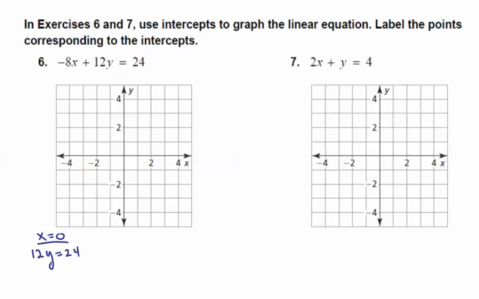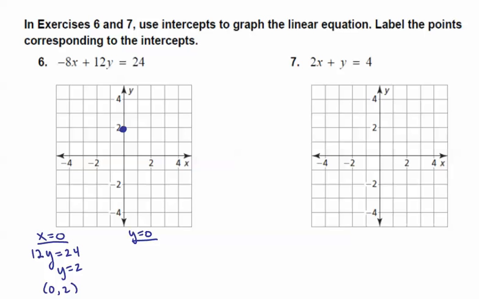And 12 times what is 24? 12 times 2 is 24. So we have the point x is 0, y is 2. And I can graph that. X is 0, y is 2. Next, I let y equal 0.